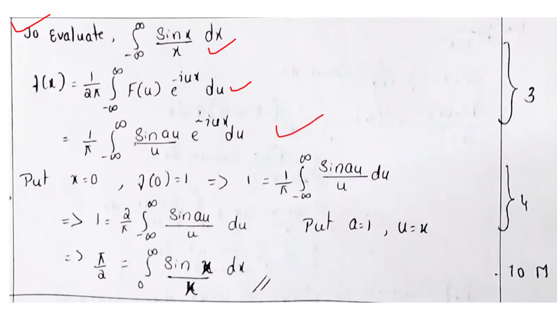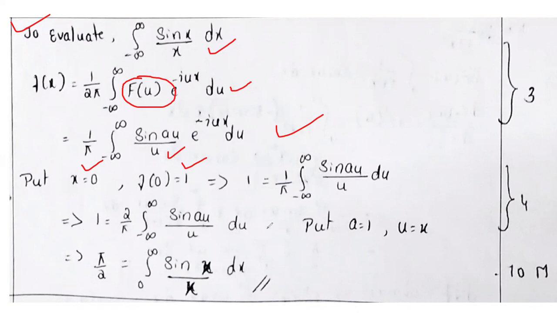1 by pi into, you can simplify. Instead of F(u), you can provide sin(au) by u, e to the power minus iux du. Whenever you put x equal to 0, f(0) becomes 1. So therefore, we can write 1 is equal to 1 by pi times the integral from minus infinity to infinity of sin(au) du.